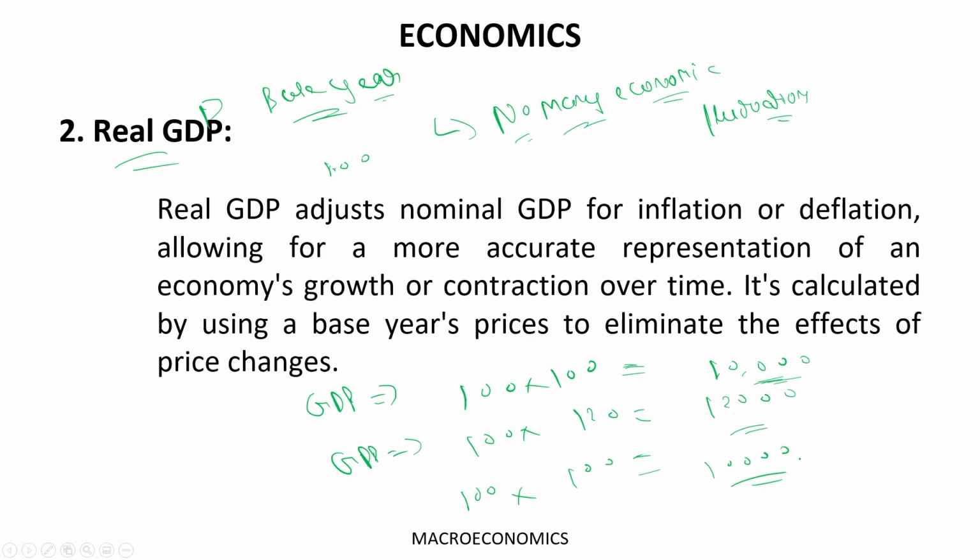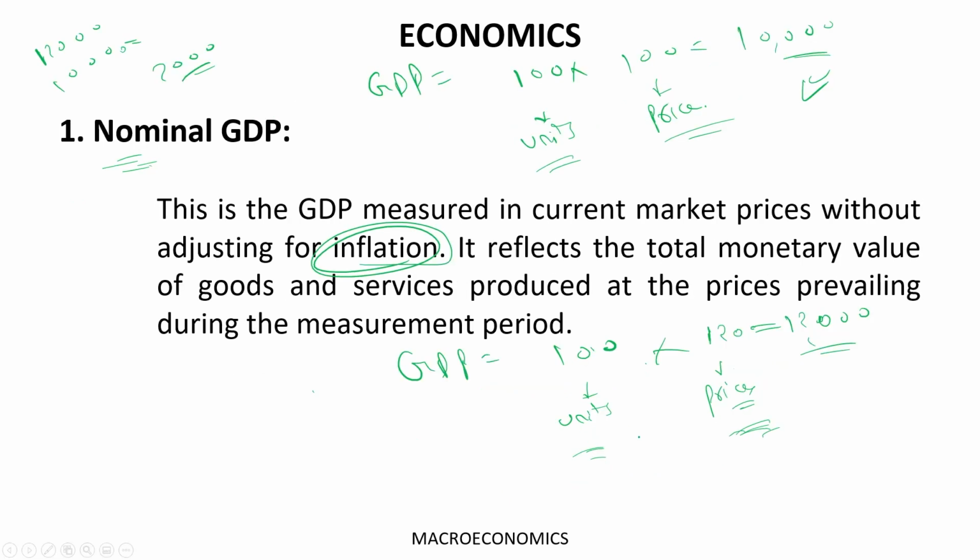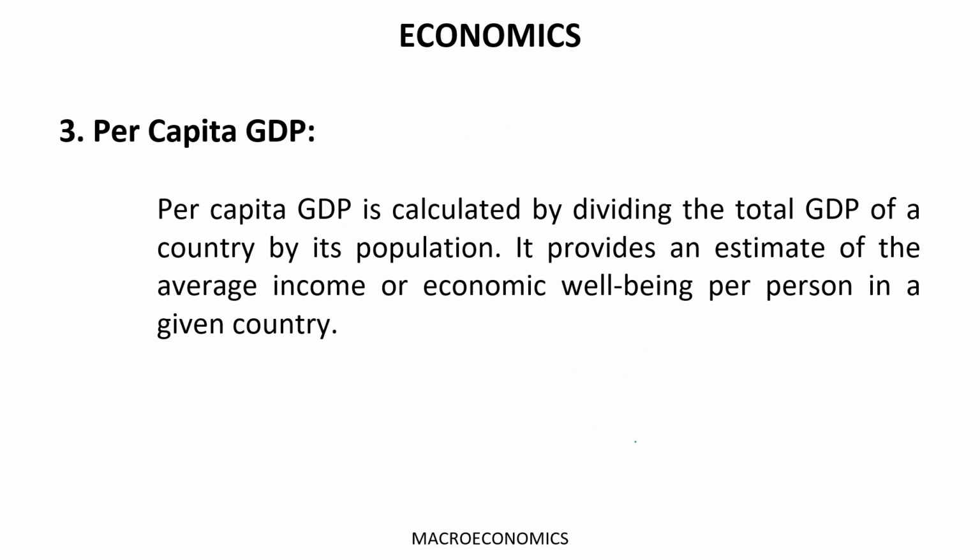Okay, so by this you can see if there is a fluctuation of 2,000 in the final value of GDP, then the reason is not increase in the production but increase in the price. So that's how the real GDP and nominal GDP are defined. Okay, thereafter we have per capita GDP. It is calculated by dividing the total GDP of a country by its population, and provides an estimate of the average income or economic well-being per person in a country.